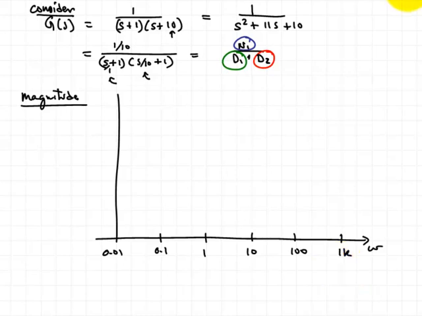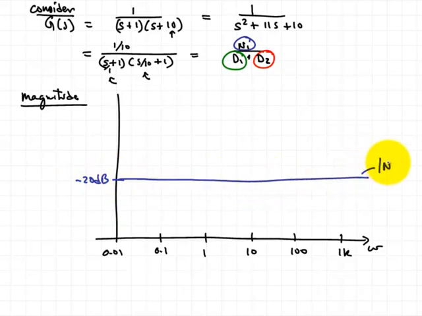So let's look at term N1. Let's do the magnitude plot of N1. It's the magnitude of 1/10, or 0.1. And that is nothing more than minus 20 dB. So I'm going to set this at minus 20 dB. And we just have a line here. This is the magnitude of N1. Right?